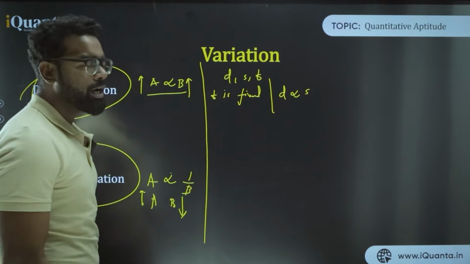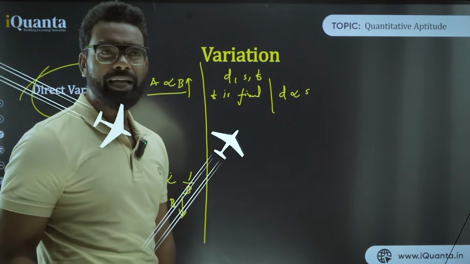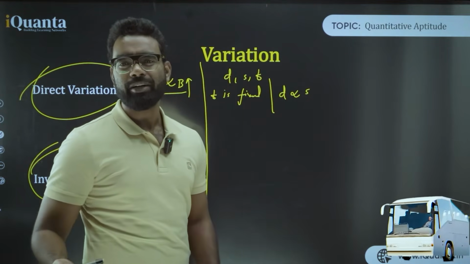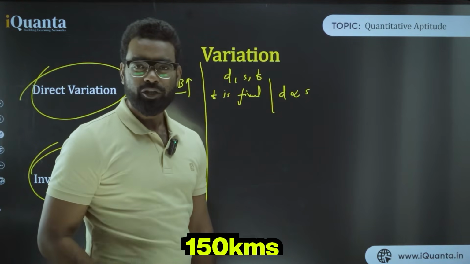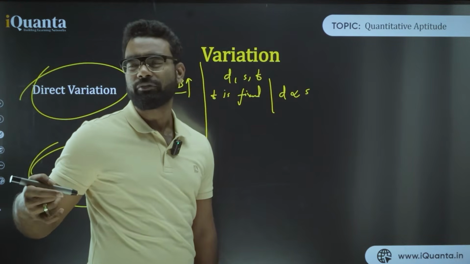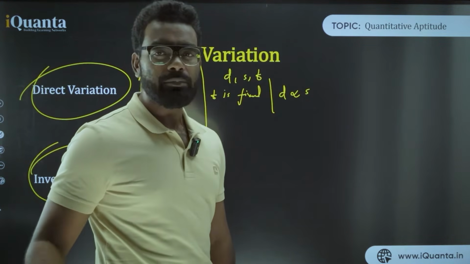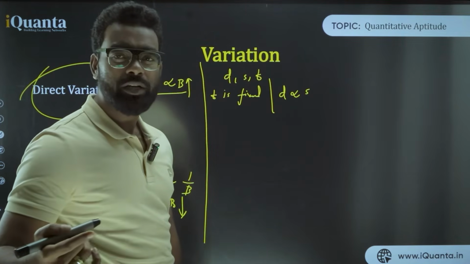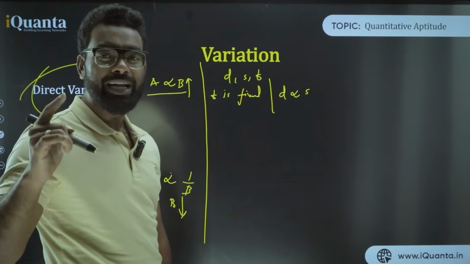Let's say in 1 hour, an aeroplane can travel 500 kilometers. In 1 hour, a bus can travel around 150 kilometers, let's say. So if the speed is more, why can the aeroplane travel more? Because the speed of the Airbus is more. So I can say if the speed is more, the distance traveled will be more if the time is fixed.